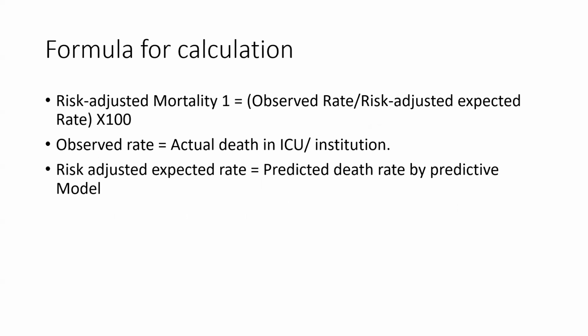Formula for calculation: risk adjusted mortality observed rate upon risk adjusted expected rate into 100. Observed rate is equal to actual deaths in the ICU upon institution. Risk adjusted expected rate is the predicted death rate by the predictive model.